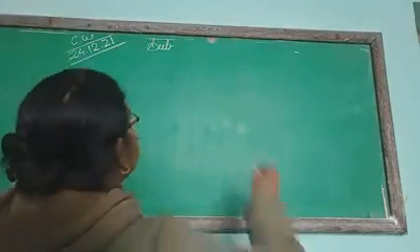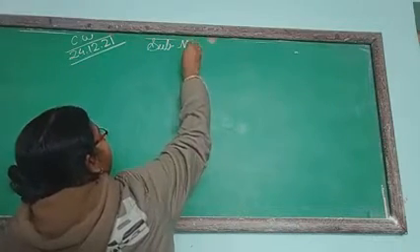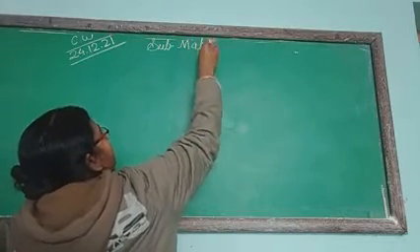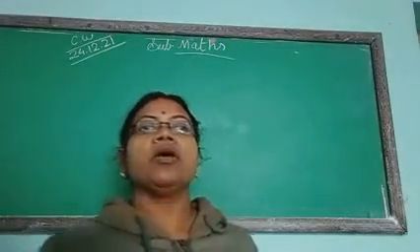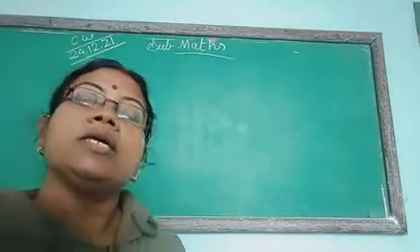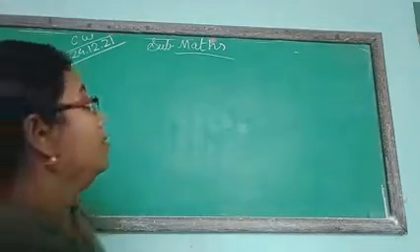Okay, we will discuss ascending order. Ascending order, this time ascending and descending once more time. Ascending order means smaller number to bigger number.